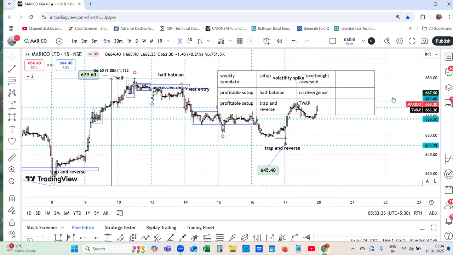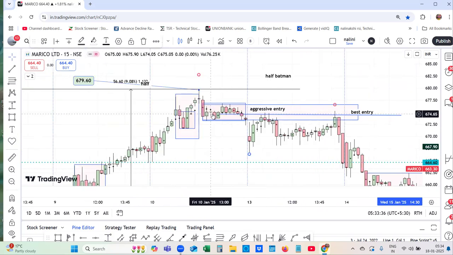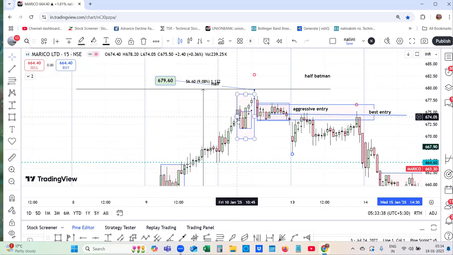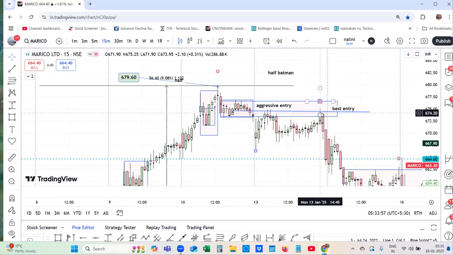How to enter into this setup? See, for example, when you identify the setup, this is the volatility spike and a consolidation breakdown. You can enter here, an aggressive entry immediately after the breakdown, or you can wait for the retest confirmation and failure. This will be the best entry.